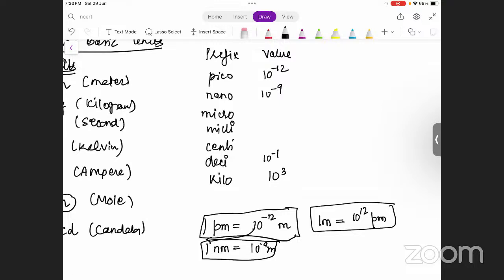Deci is 10 raised to the power minus 1. Centi is 10 raised to the power minus 2. Milli is 10 raised to the power minus 3. Micro is 10 raised to the power minus 6.